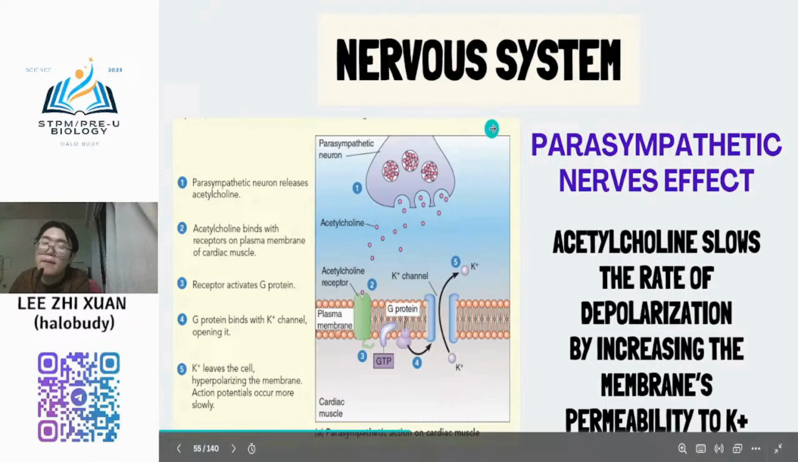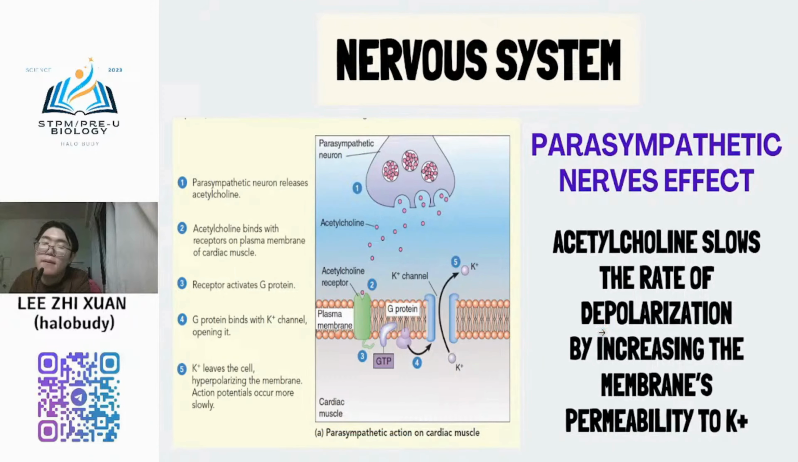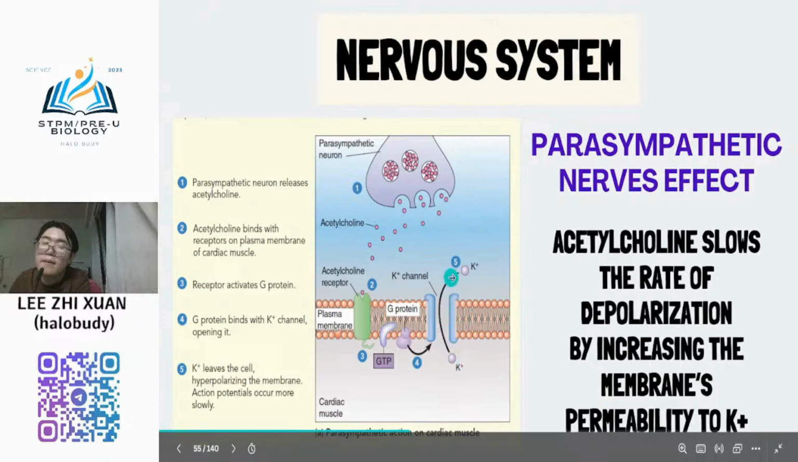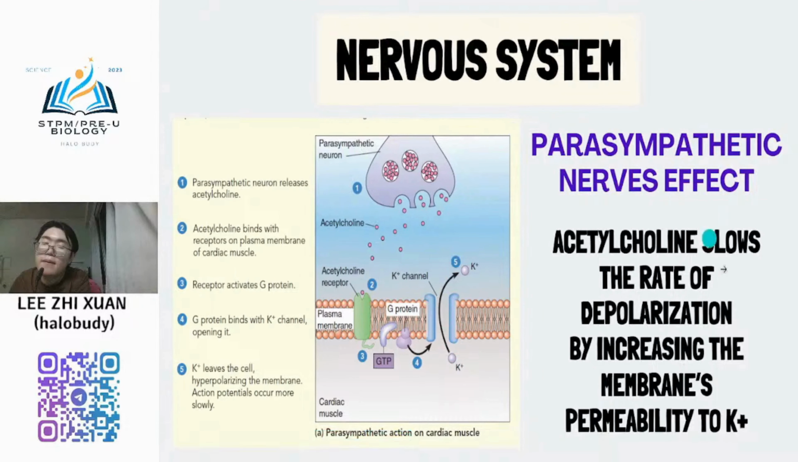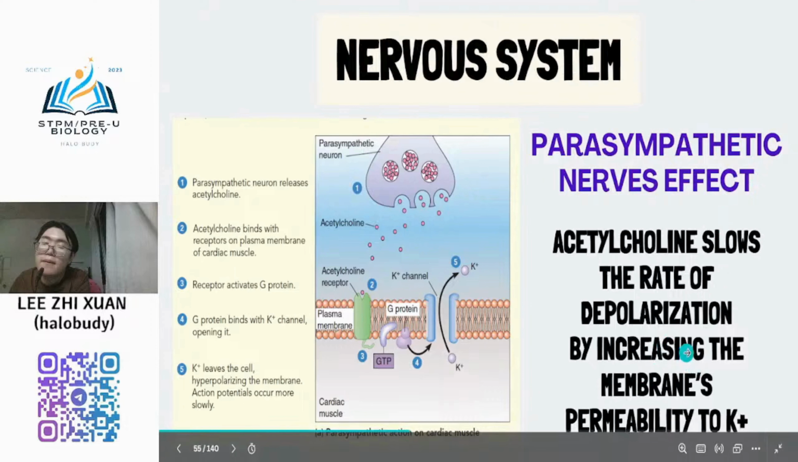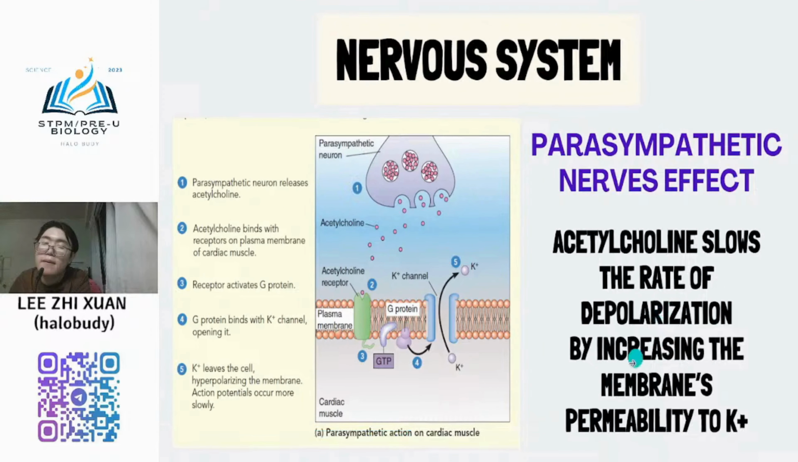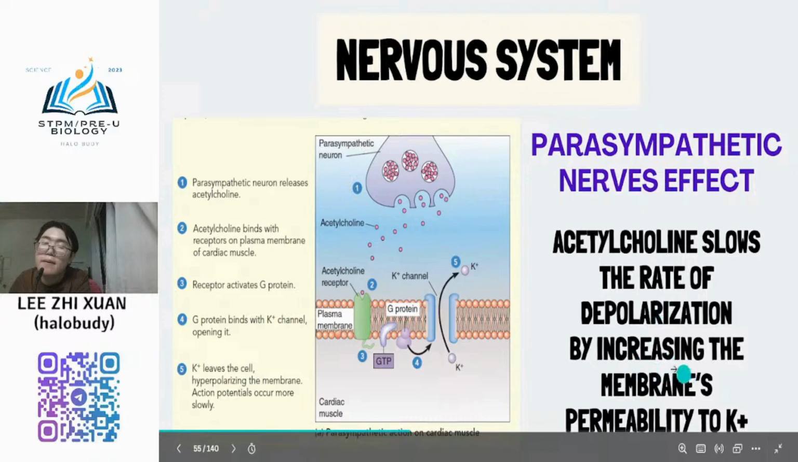Coming out is depolarization, right? Why? Because in the depolarization process, sodium ions are coming in, right? And then you need to maintain the high positive charge inside the cell. So another way is that the potassium ion channel can be opened and potassium coming out, so that it can increase the rate of depolarization and increase the permeability of the membrane to potassium ion.